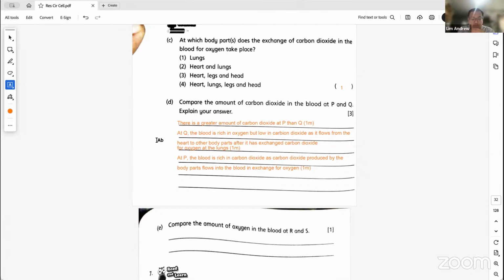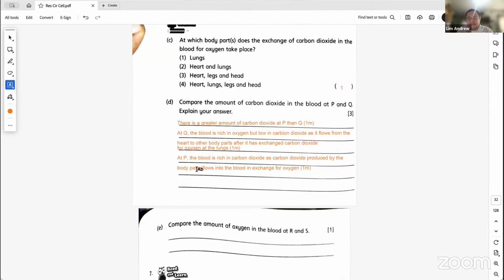So therefore, at Q, the blood is rich in oxygen but low in carbon dioxide as it flows from the heart to all other body parts, after it exchanged the carbon dioxide for oxygen in the lungs. Even if you write exchange, you still get it wrong, because the keyword is flows. You must write flow and exchange.